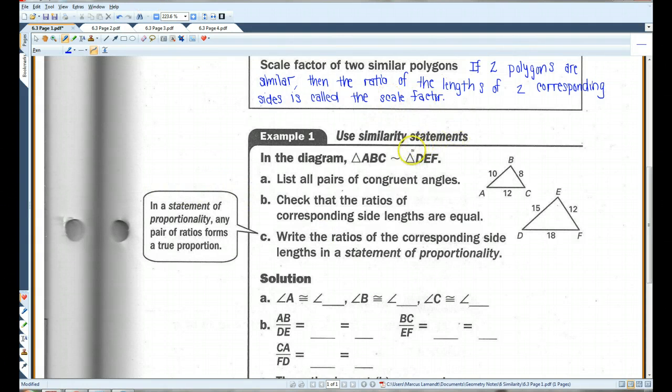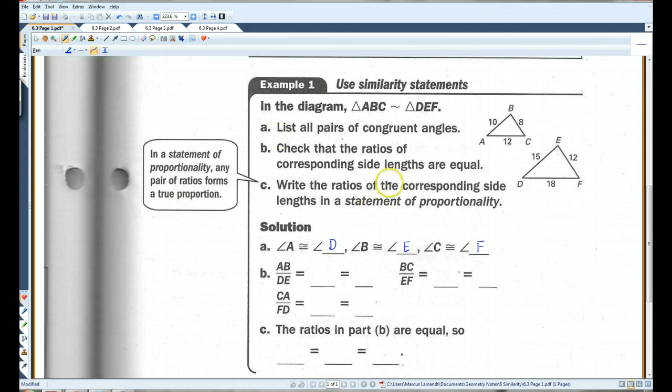Alright, now, a new symbol. This squiggly indicates similarity. So what this says is triangle ABC is similar to triangle DEF. So, we're given that these two triangles are similar. Let's list all the pairs of congruent angles. Angle A corresponds with angle D, so these are congruent. Angle B corresponds with angle E, so these are congruent. Angle C corresponds with angle F. Alright?